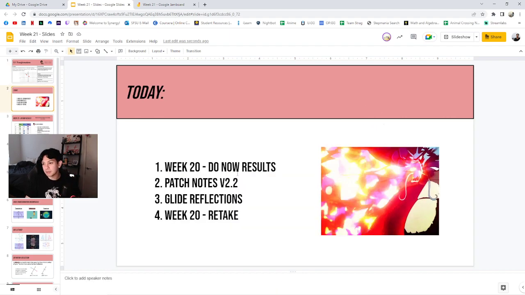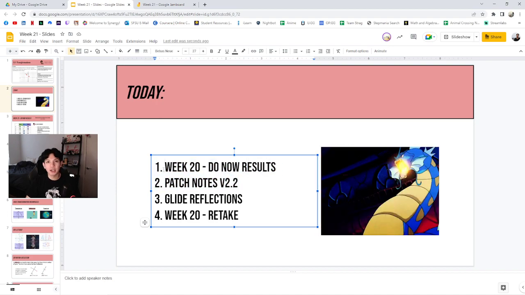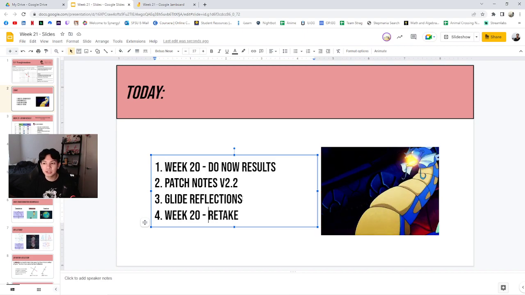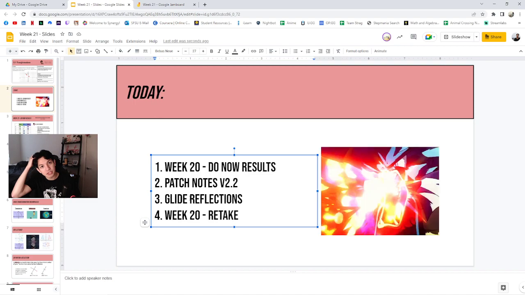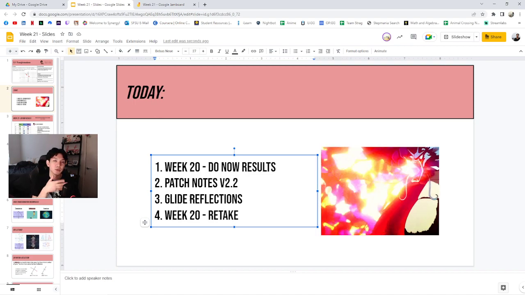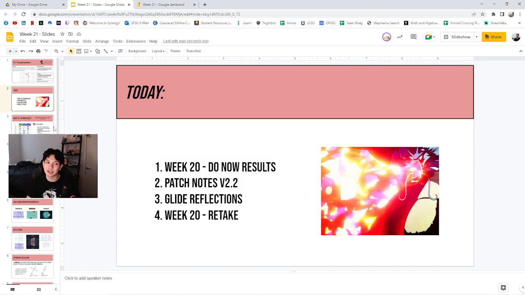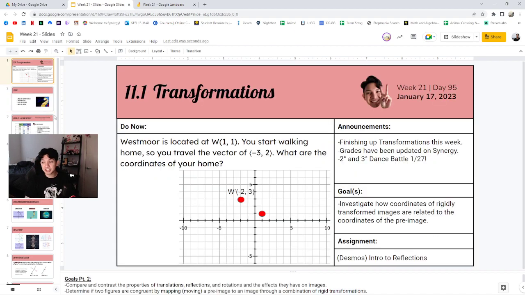Today, what we talked about was just our do now results, some patch notes regarding assignments and retakes for the do now. And then we're going to start on reflections because we're going to move away from translations. We'll do reflections and then end this week with rotations. And then we just spent the rest of the class period doing examples, doing the retake, and doing the Desmos assignment. So feel free to check that out.